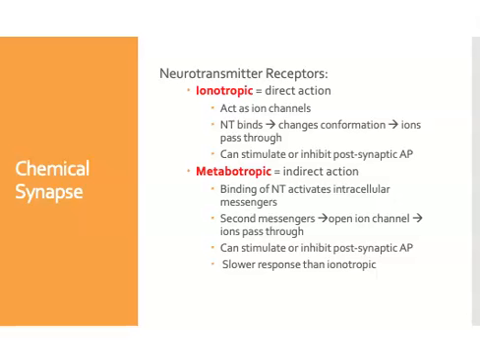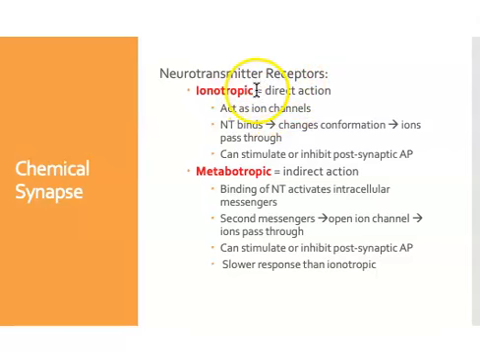On the postsynaptic membrane, there are two types of neurotransmitter receptors. They get these unfortunate names that are difficult to say and difficult to spell. There are ionotropic receptors and there are metabotropic receptors. The ionotropic receptor is what we call a direct acting receptor, and the metabotropic is what we call an indirect acting receptor. Now, what do I mean by direct and indirect?